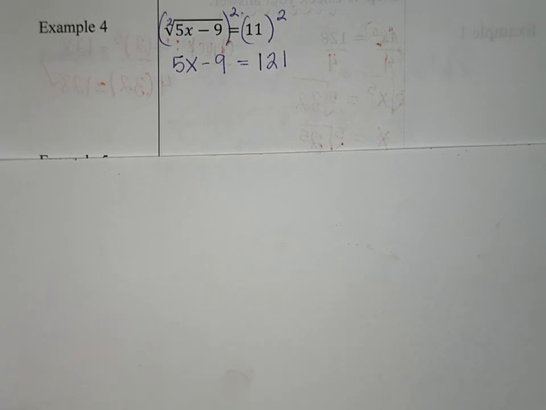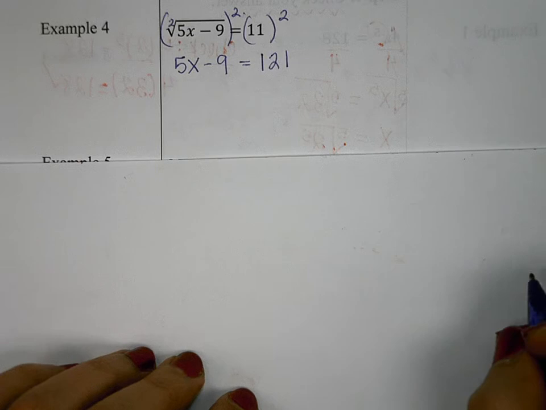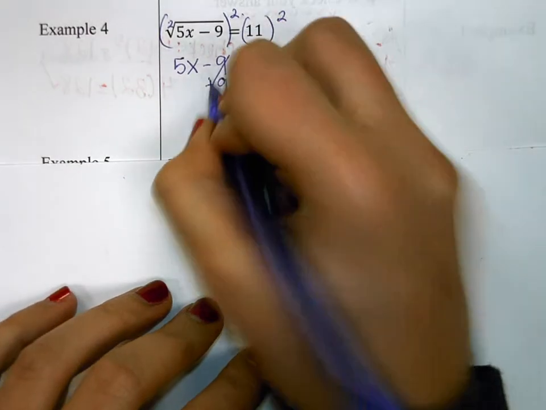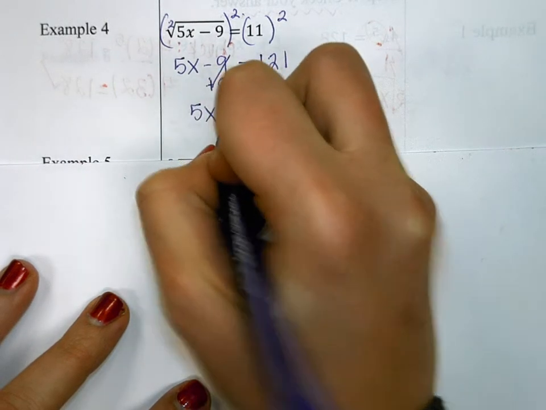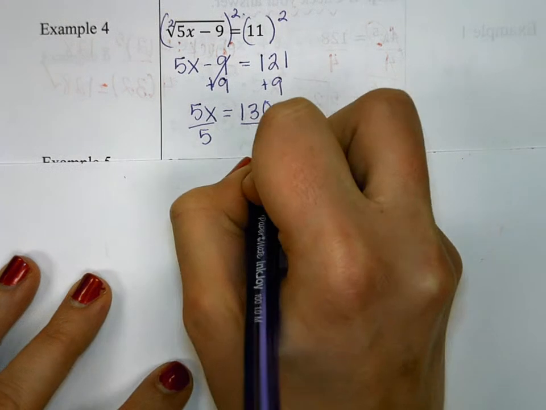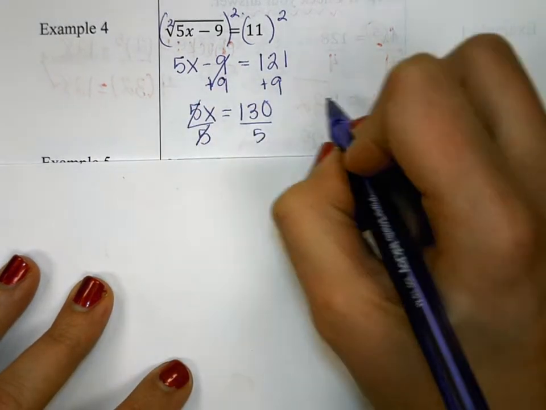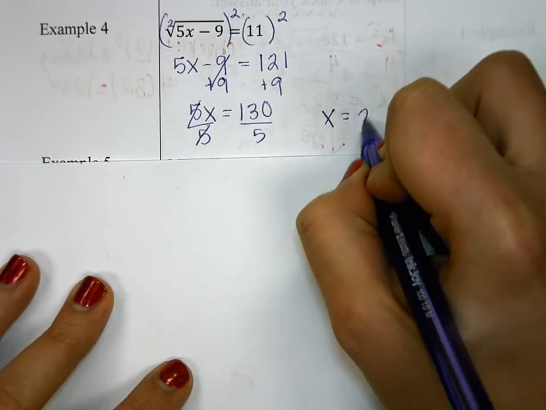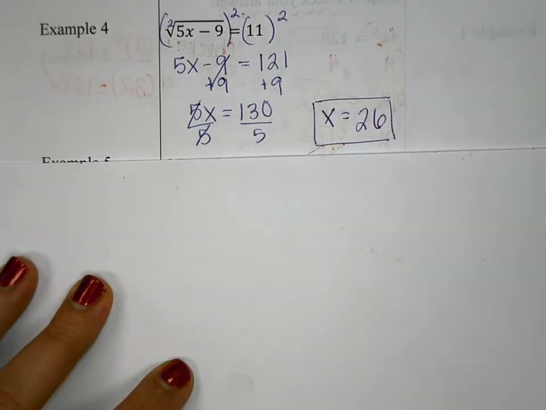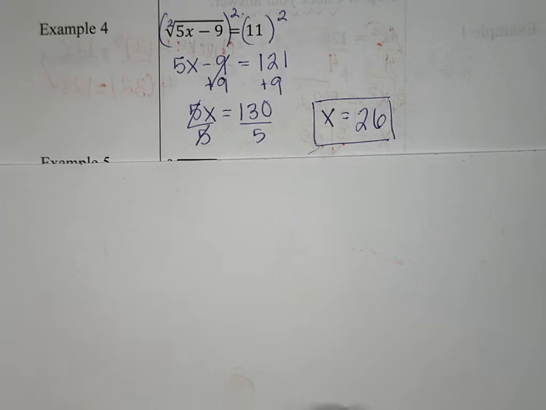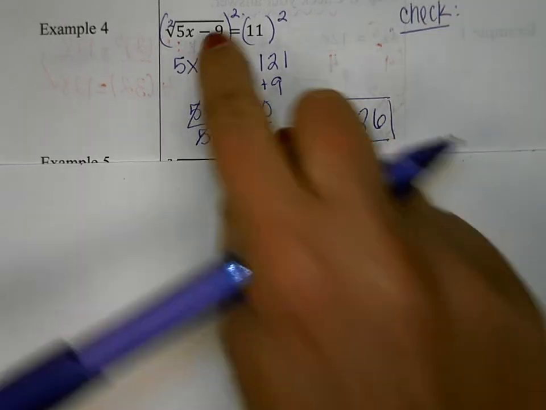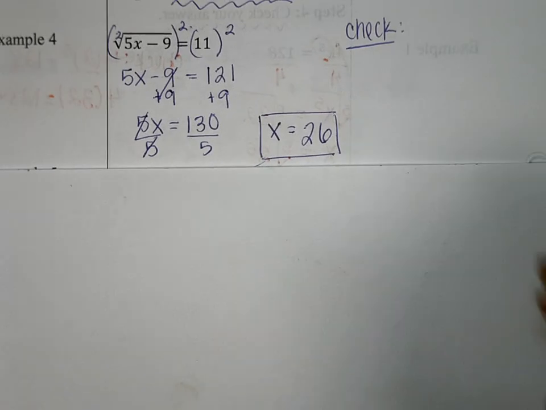Now solving should be pretty easy since we've been doing it all year long. You add 9 to both sides to get 5x equals 130 and divide both sides by 5. So you get x equals 26. To check my answer, I would plug 26 back in for x. So let's just do a quick check of this one.